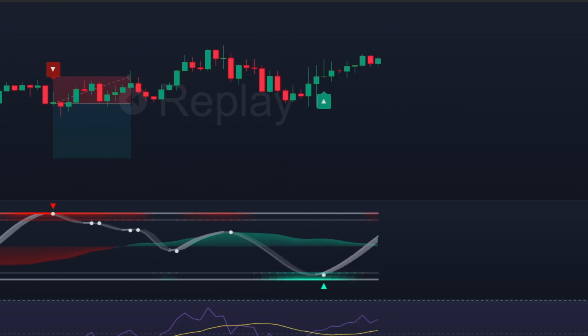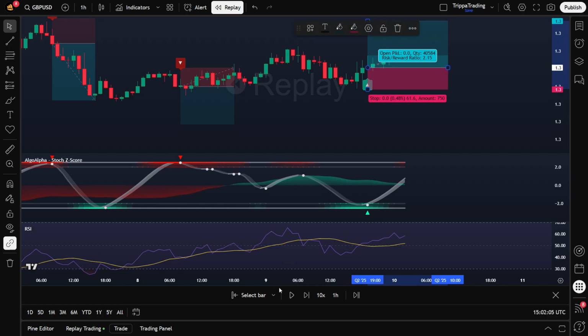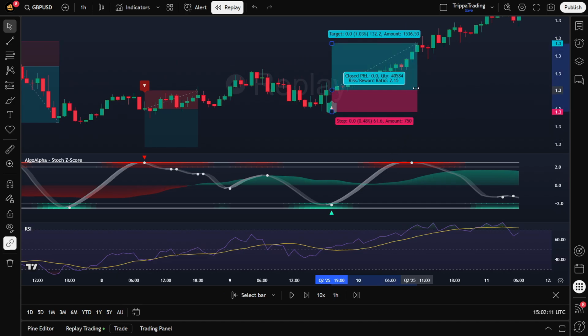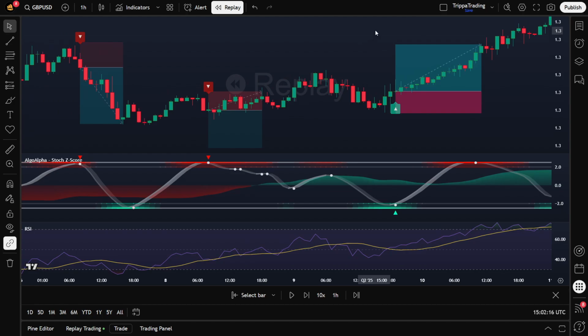So to summarize, the Stochastic Z Score indicator shows you short-term and long-term momentum together. Focus on signals in oversold and overbought zones, confirm them with the histogram and RSI. Wait for all conditions, place your stops properly, be patient with the trades, and protect your profits when moves extend.